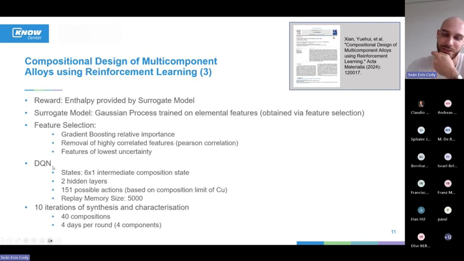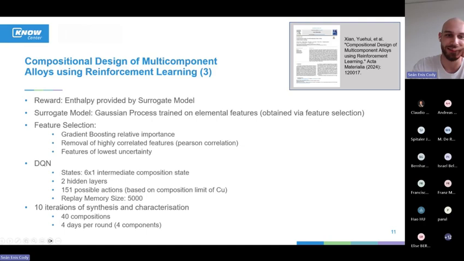The DQN which they used, so the algorithm I previously described, had an input layer of size 6, where the first 5 or last 5, it doesn't really matter in this case, were the composition as it currently is. And the 6th entry was which component was supposed to be changed next. They had 2 hidden layers, I think about 500 on the first and 256 on the second, and an output of 155 possible actions, which was based on the composition limit of copper. The replay memory size they set to 5,000, and these are the details.